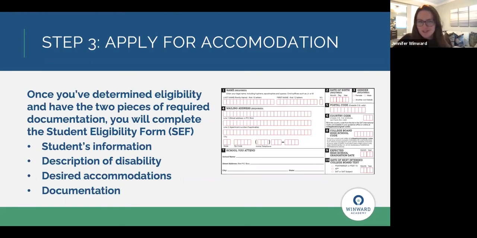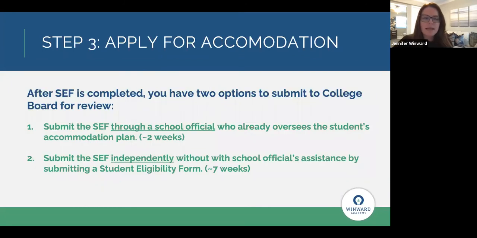Same thing, once you've determined you're eligible, once you have your documentation together, you're going to complete this form. It's called the Student Eligibility Form, the SEF. There's a little snip of it over on the side. It's going to ask for your information, ask you to describe the disability, ask you to enumerate the accommodations that we desire, and then of course to provide that documentation. Now, after you've completed that form, you actually have two options to submit to College Board.